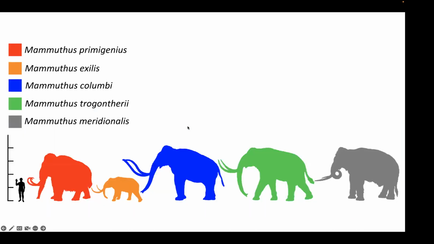Let's try to understand how different they were. This blue silhouette of a mammoth is the Columbian mammoth. But you have other mammoths which are similar in size or bigger, and then you have this small mammoth, which is barely the same height as a person. This shows the huge difference in size which this family spanned.